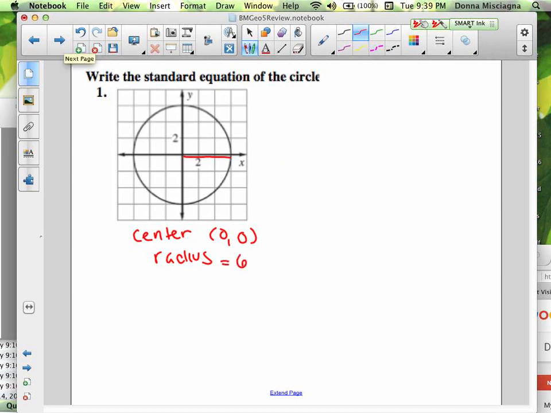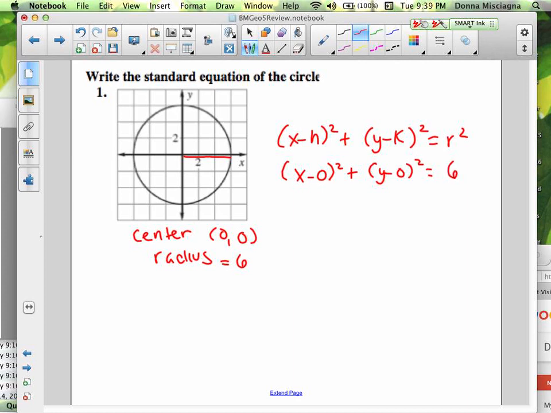Equation of a circle, (x minus h) squared plus (y minus k) squared equals r squared. But the center is just zeros. So I'd have x minus 0 squared plus y minus 0 squared is 6 squared. Well, I don't need those zeros. I could just write x squared plus y squared equals 36. And that is the equation for our circle.